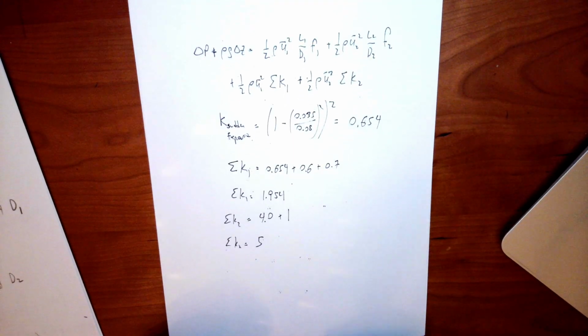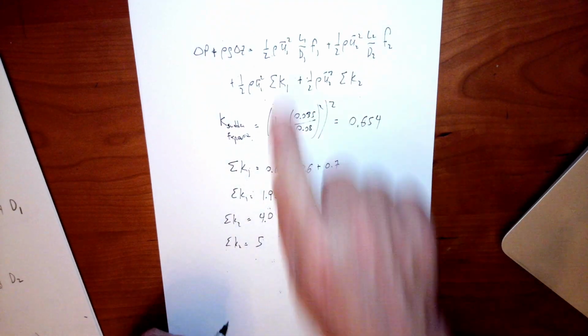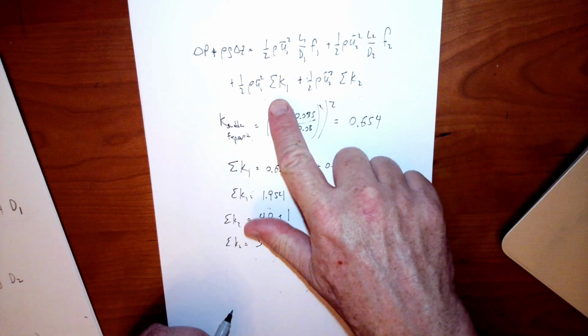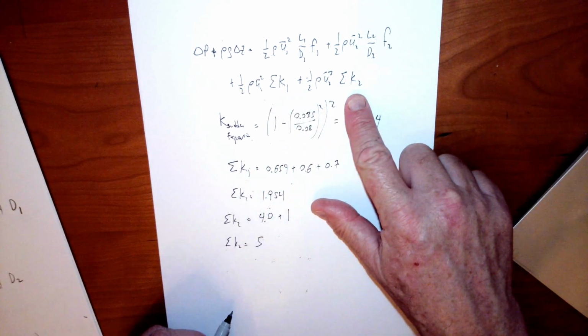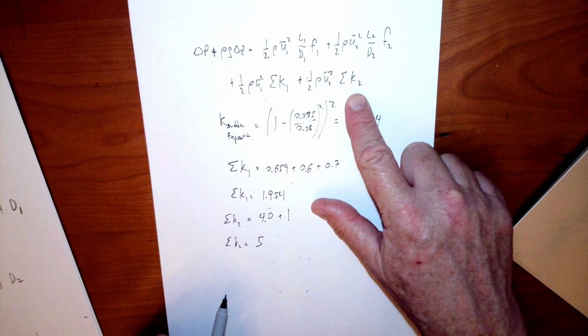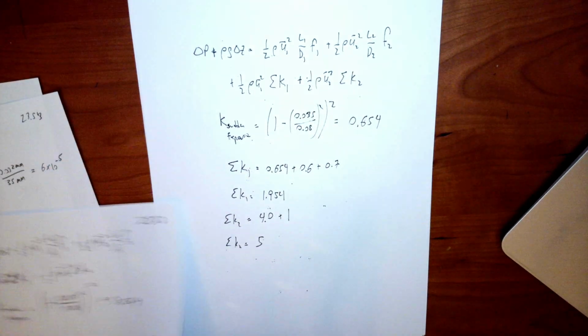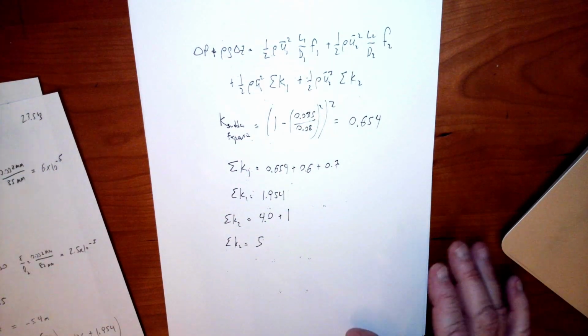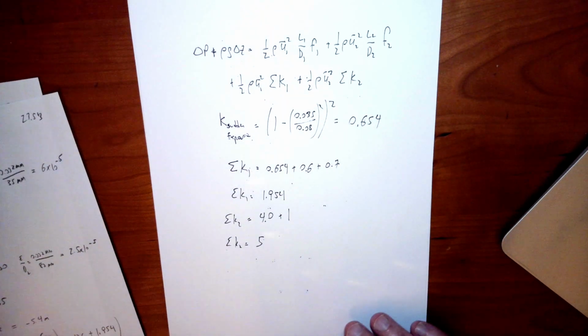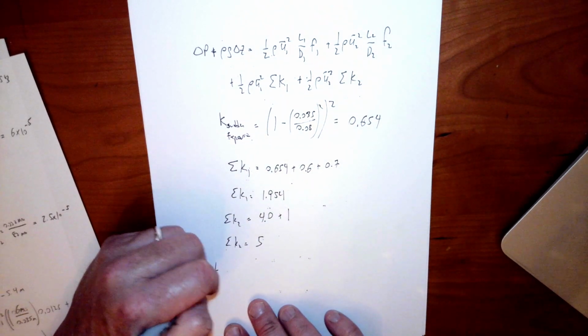So that's pretty easy. Now I have my formula here. I know my sum of K1. I know my sum of K2. What I don't know yet are F1 and F2. So that's what's going to have to be the next step. I need to find those F values. So for F1, I need F1.